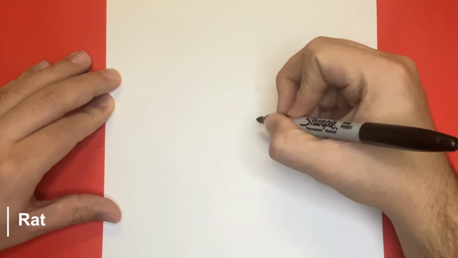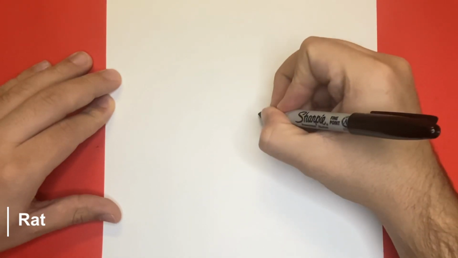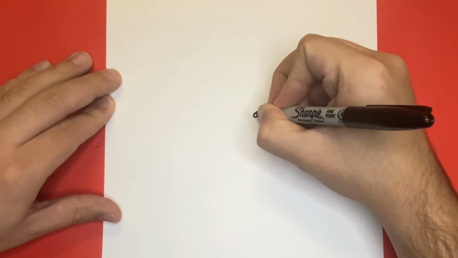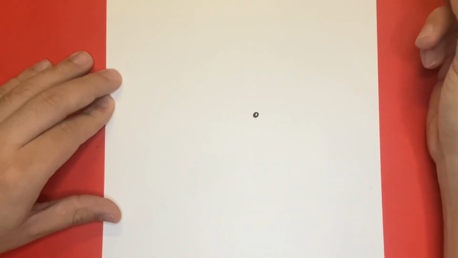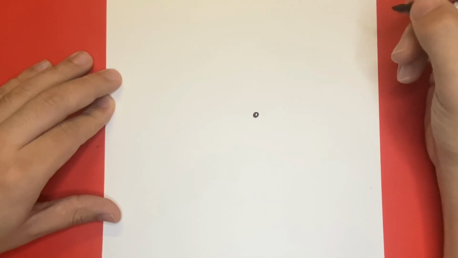So for the first step, let's begin by drawing a small circle on the right hand side of the page. We're going to want to fill in this circle completely black, just leaving a small white dot in the center. Well done, that will be the eye of a rat.